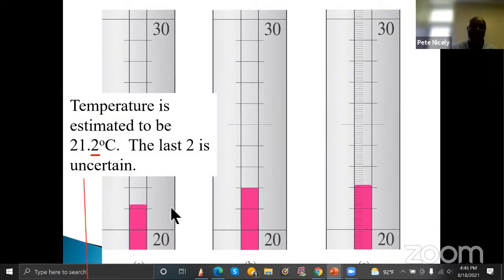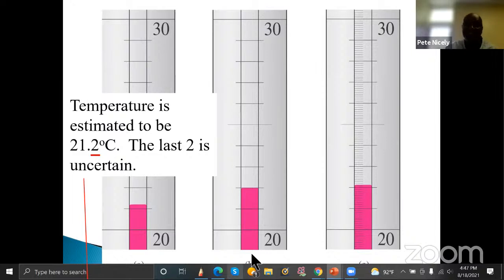So if I was grading this, I would give the same amount of credit to the person who says 21.1 as the person who says 21.2, all right? And that's because the last digit, which comes immediately after the decimal point, is one that is estimated at best, all right? So that's basically how you would determine the temperature for the first one.